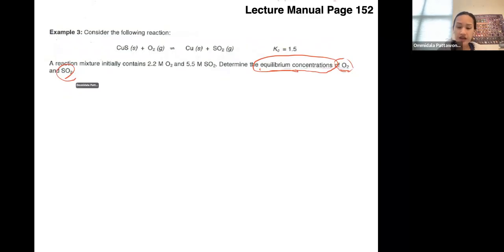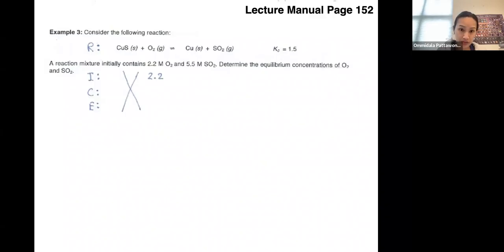This problem asks us to find the equilibrium concentration of those species, and it's giving us the Kc value. Whenever you are looking at the equilibrium concentration and you are given the equilibrium constant, we are going to use a RICE table. So I'm going to set up the RICE table. Next, I'm going to cross out all the solids.